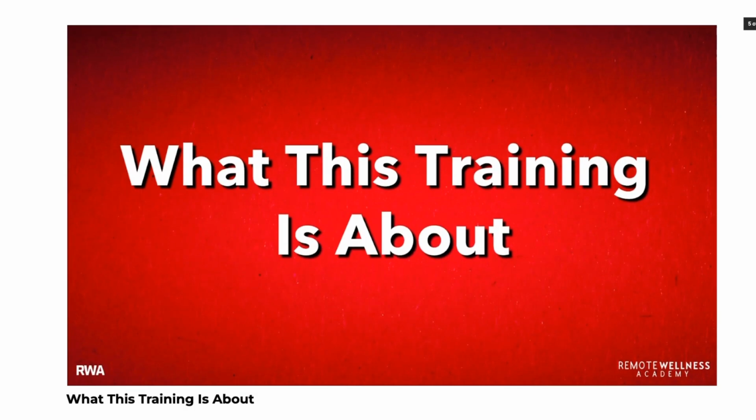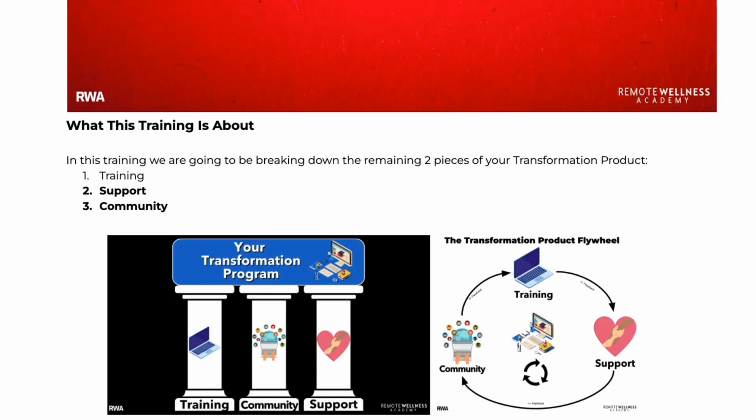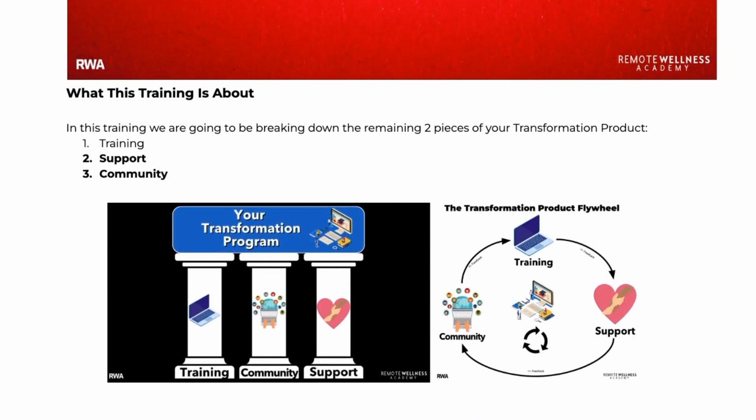With that being said, let's hop right in and talk about what this training is all about. Inside of this training, we are going to break down the remaining two pieces of your transformation product. If you remember, there are three main pillars of your transformation program. Obviously we've already spoken extensively about the training piece, but the other two main pillars are your support as well as your community, okay? What we're going to be talking about inside of this training is really starting to complete the other side of your transformation product.